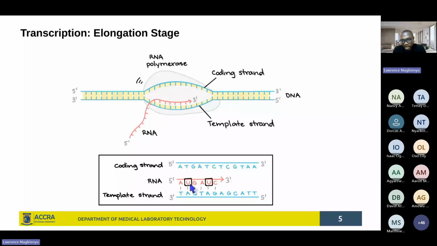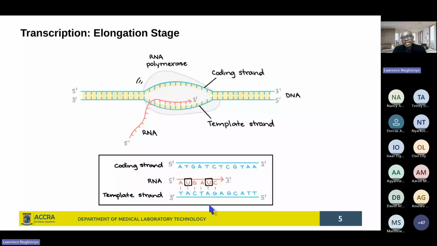All right, so Dorcas Akwete says, please, is the TATA box usually at the middle of the DNA, or can it be anywhere on the DNA? Okay, that's a very good question, Dorcas.